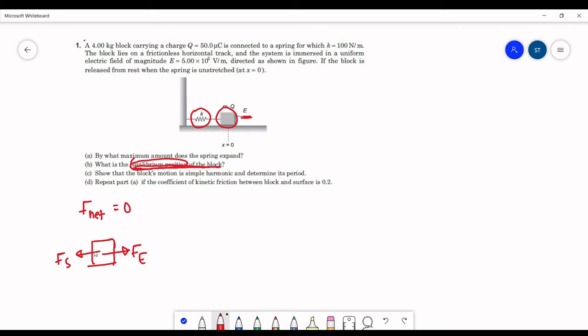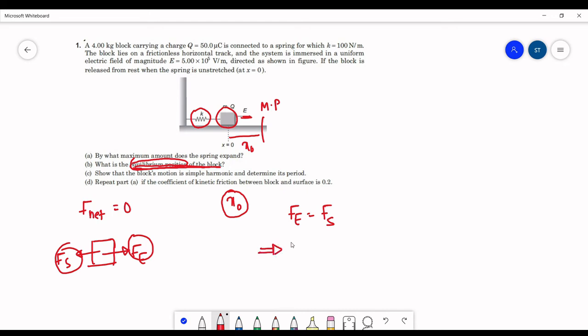So when the block is at its mean position or equilibrium position, these two forces should become equal to 0. Let us assume that the mean position is at a distance x0 from its initial position. Let us assume this is our mean position and this is x0. Now simply equate these two forces. Electrical force should be equal to the spring force. Net force should be equal to 0.